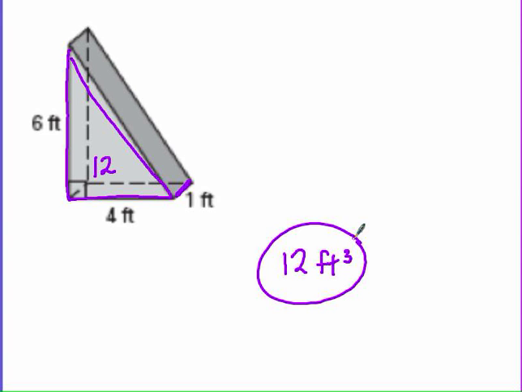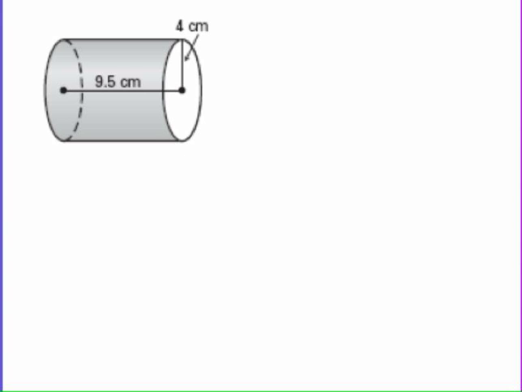Does it matter if you write feet cubed or cubic feet? It'll be multiple choice, so that'll be one of the things that you'll have to watch.